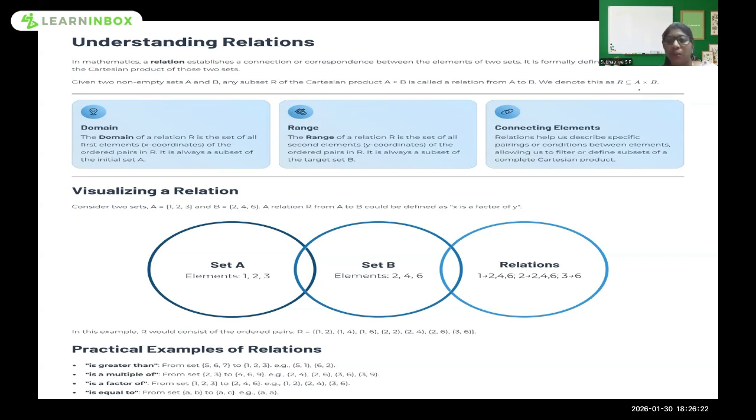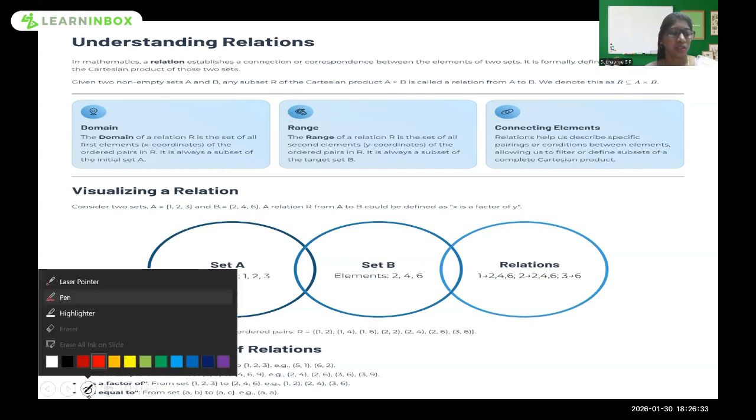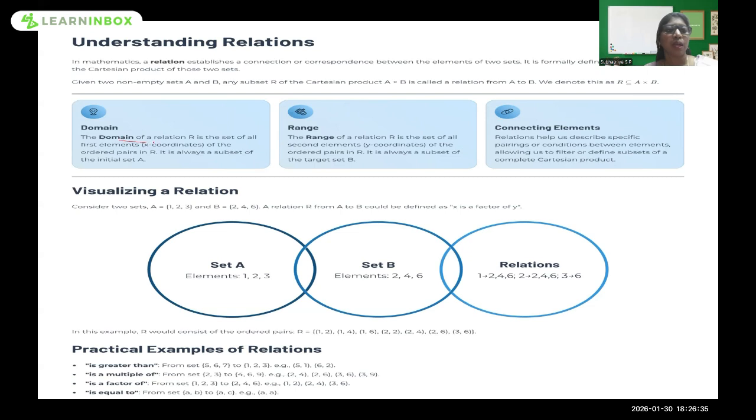Let's see what is domain, what is range, and what are the connecting elements. Domain of the relation R is the set of all first elements. So what all you called as A, what all you had as your first elements, all those elements are called your domain. It is always a subset of the initial set.